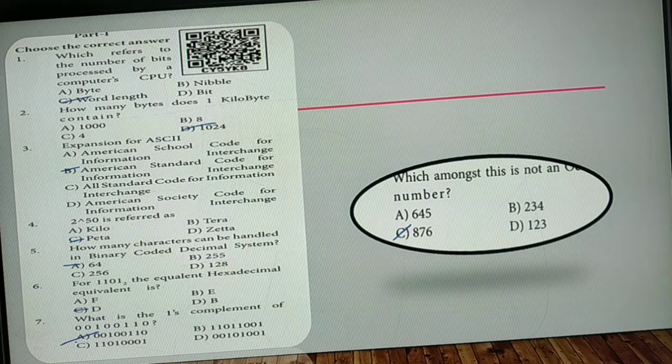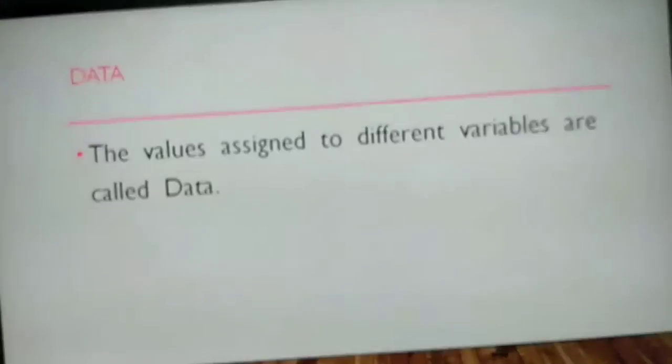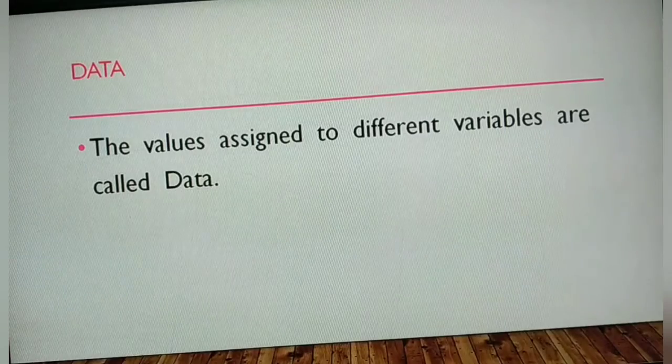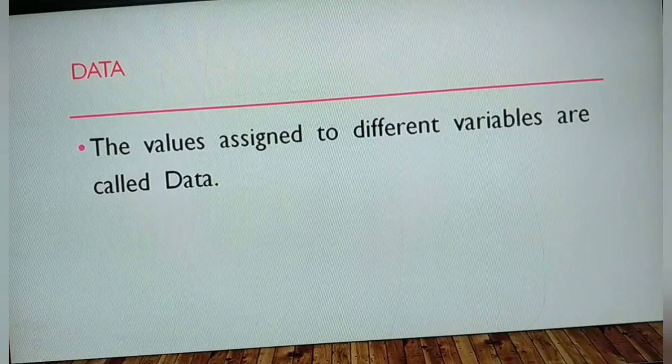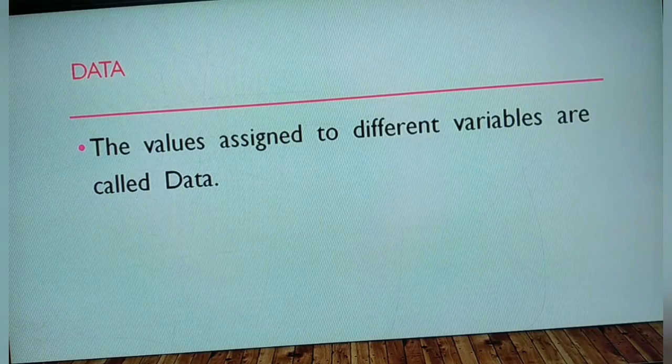So by this, part 1 has completed for you. Next we are going to see part 2. In that the first question is, what is data? So the answer is, the values assigned to different variables are called data. For you people, in your book it is in page number 14. To the left side, last para, you will be having this one. Mark this one. Okay?